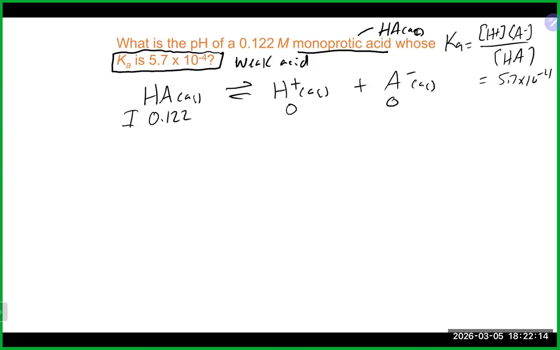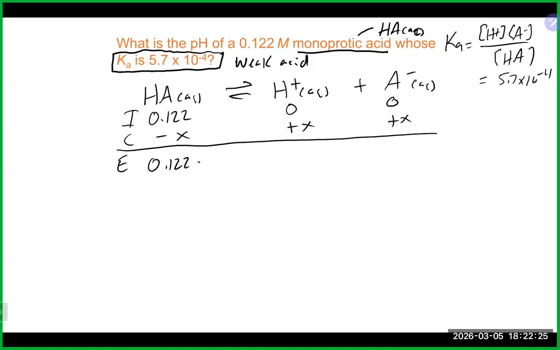Once again, we could assume 0 here for the others. Change is going to be minus X, plus X, plus X. Again, that's going to get us at equilibrium here 0.122 minus X, X, and X in this case. Any questions so far on the table here?